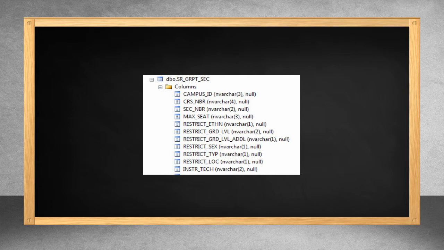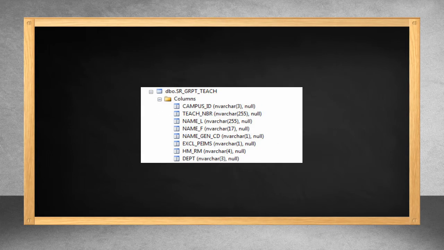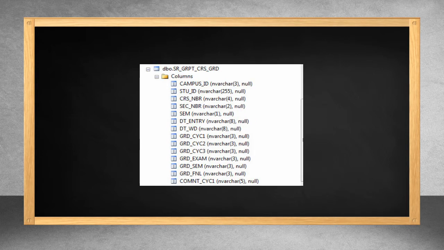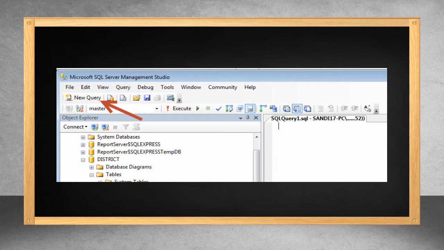SR Grade Report Section. This table contains campus course information such as course number, course section number, course period, and course teacher number. SR Grade Report Teach. This table contains fields such as campus ID, teacher number, teacher last name, and teacher first name. SR Grade Report Course Grade. This table contains student course information such as student course number, student course section, student course grade earned, and student course credit earned. Now we will see how to create a new query.